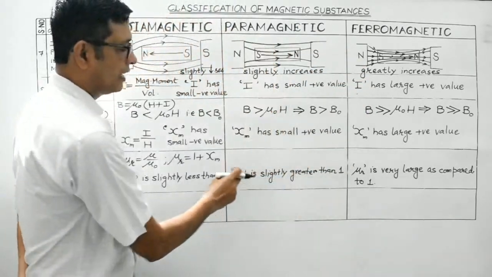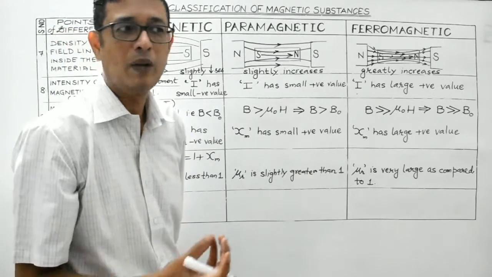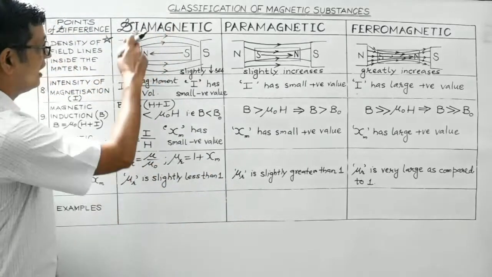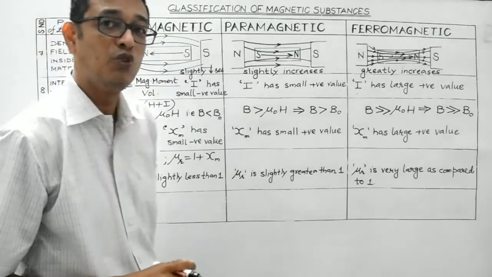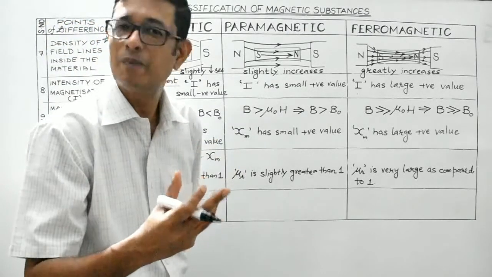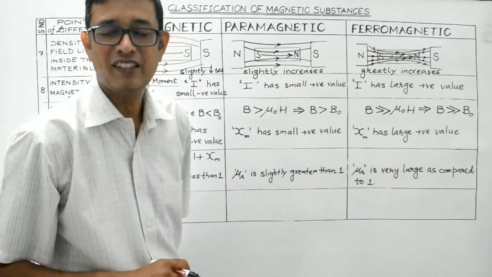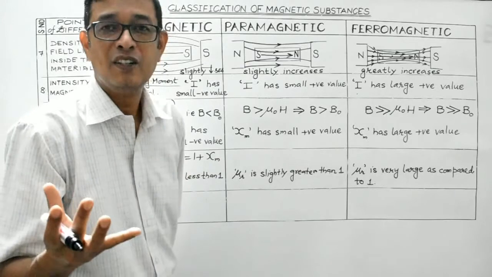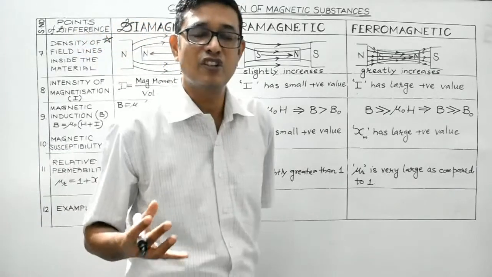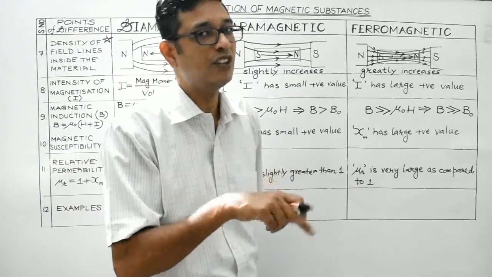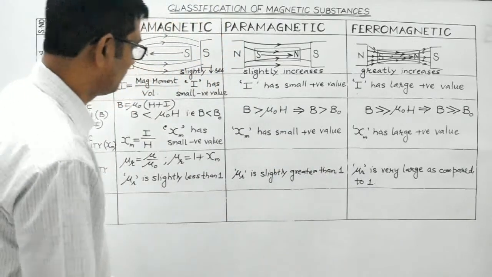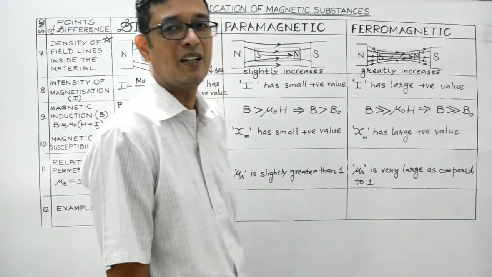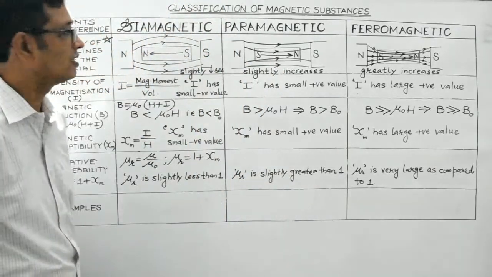While the value for paramagnetic would be slightly greater than 1, 1.2, 1.3, 1.4, right? While on the other hand, for diamagnetic, the value of mu r will be less than 1, 0.8, 0.9, 0.86, like that, right? So, knowing the value of mu r, you can easily identify whether the magnetic material under consideration is diamagnetic, paramagnetic or ferromagnetic. Clear? Okay, last but not the least, let's discuss some examples of each of these magnetic substances.